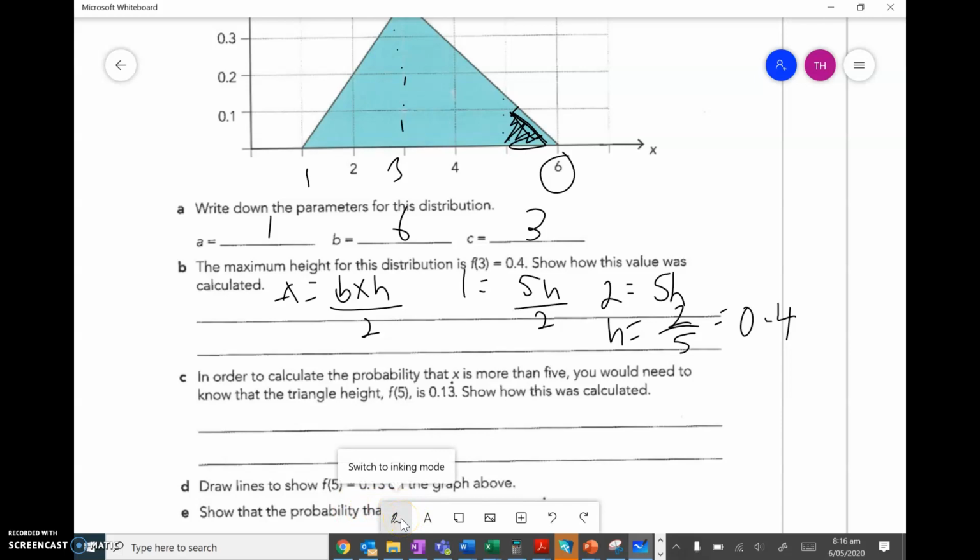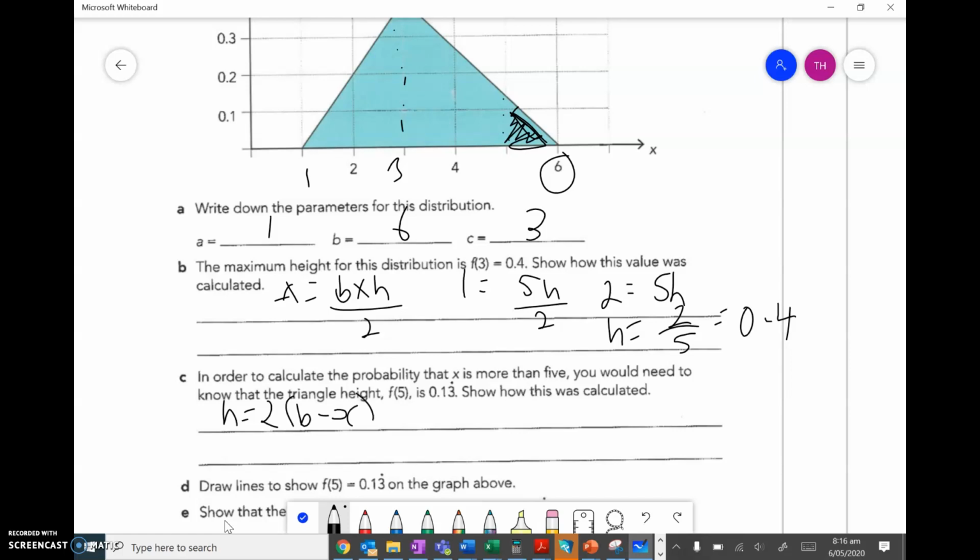Now the formula will be on your formula sheet. My formula when it's above the mode is h equals, so that's my height, or f of x, equals 2 times b minus x, over b minus a, over b minus c. Now I don't remember this at all. It's been a few years since I did triangular distribution last, so it's not a formula I remember, but it's on a formula sheet, so it's okay.